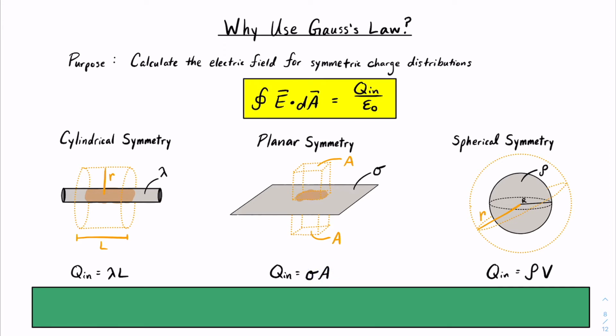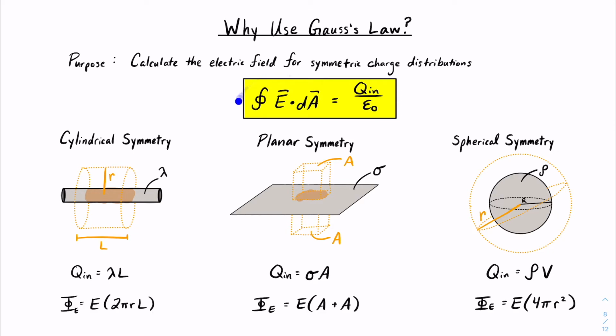And lastly, for our spherical example, we have a sphere that has a charge density of rho, and so the charge inside our Gaussian sphere is simply rho times the volume, which often is actually just going to be Q, where you're told that this sphere has some charge Q, and Q is going to be what's inside the Gaussian sphere.